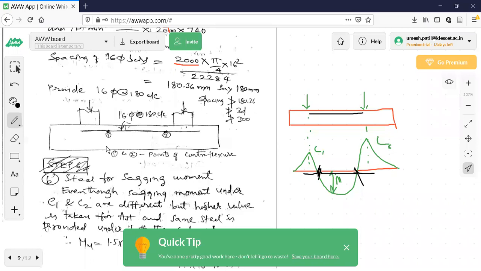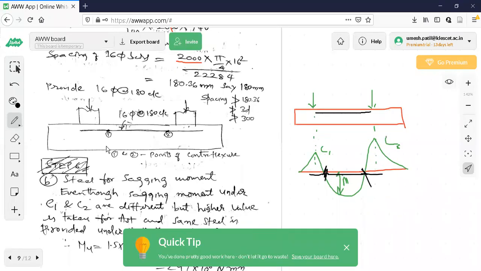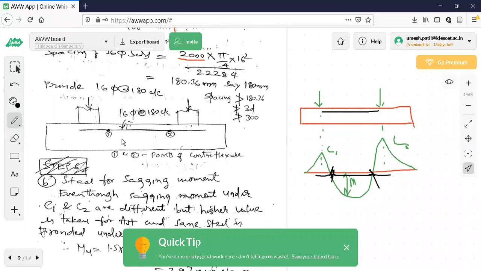Specifically, when you draw this figure, use freehand only. But points 1 and 2 are points of contraflexure, which you should mention. Now observe here, 16 mm diameter at 180 center to center. Imagine the plan of this.